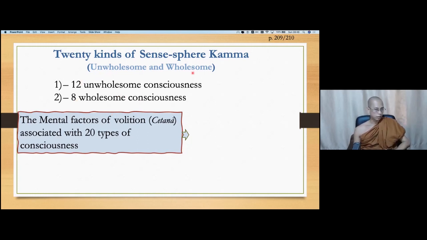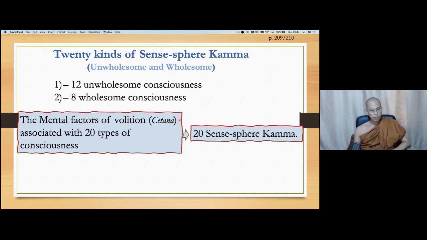So wholesome and unwholesome, because there are also some resultant and functional consciousness among the 54 sense-sphere consciousness. If we select out the wholesome and unwholesome consciousness, those with the potency of karma to produce the result in the future, we can find only 20. These are 12 unwholesome consciousness and 8 wholesome consciousness. Only 20 sense-sphere consciousness. So in this case, these are the consciousness that we call the karma.